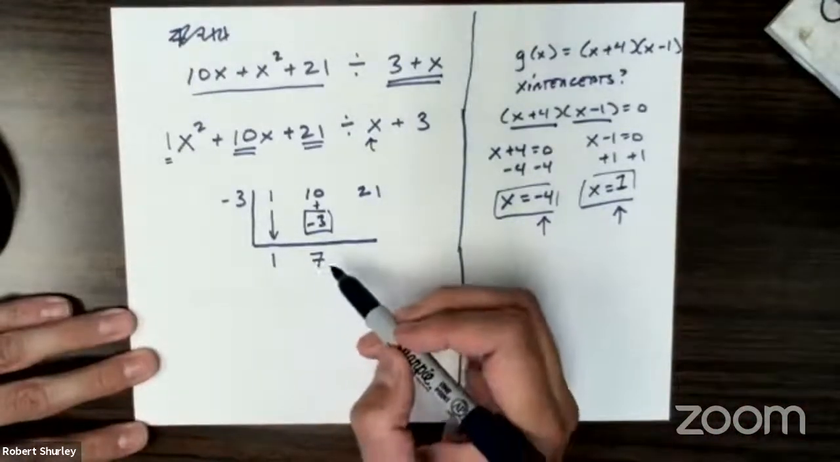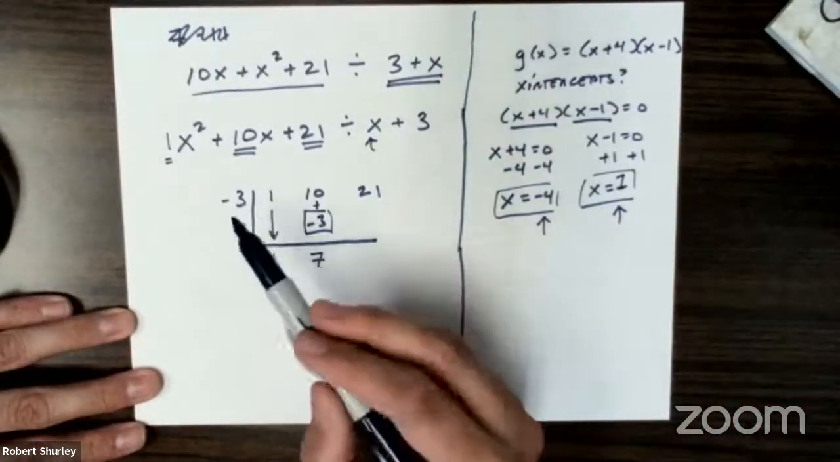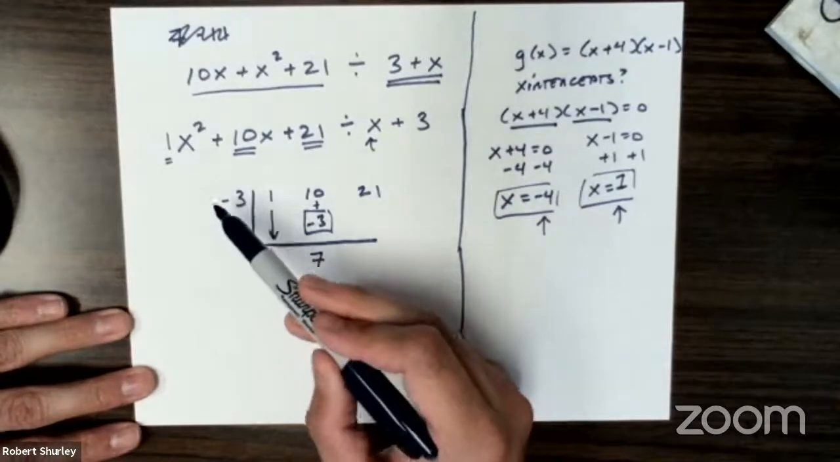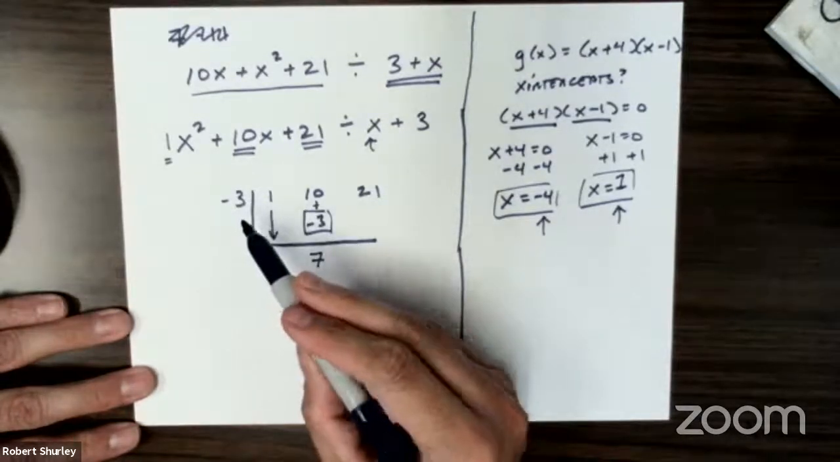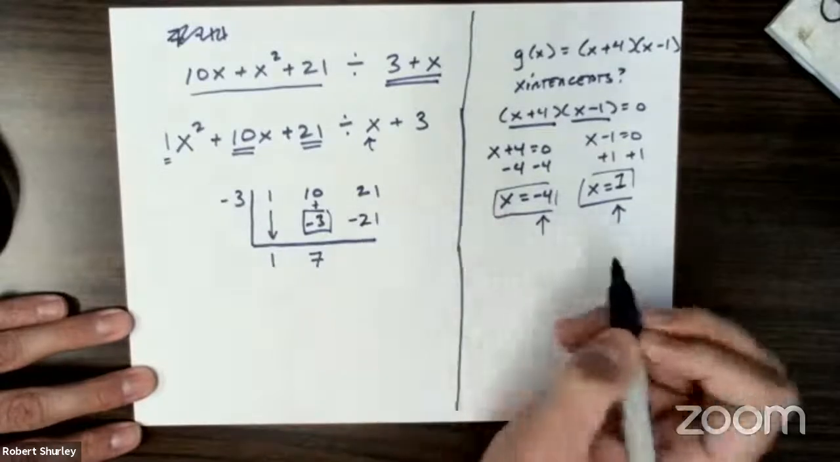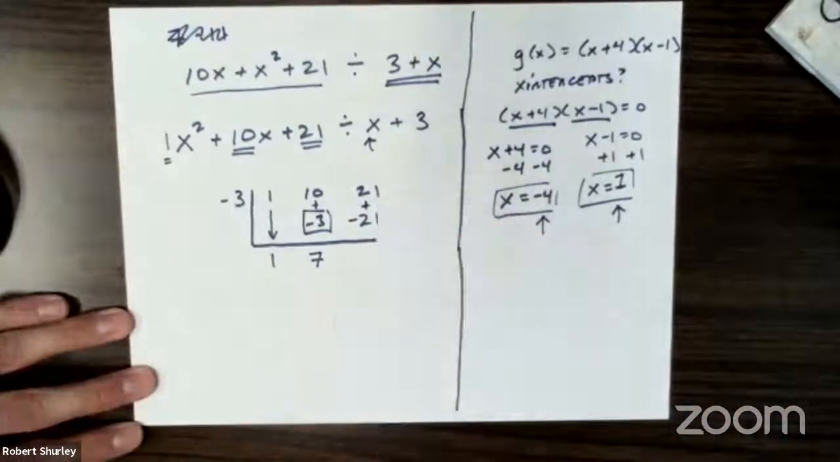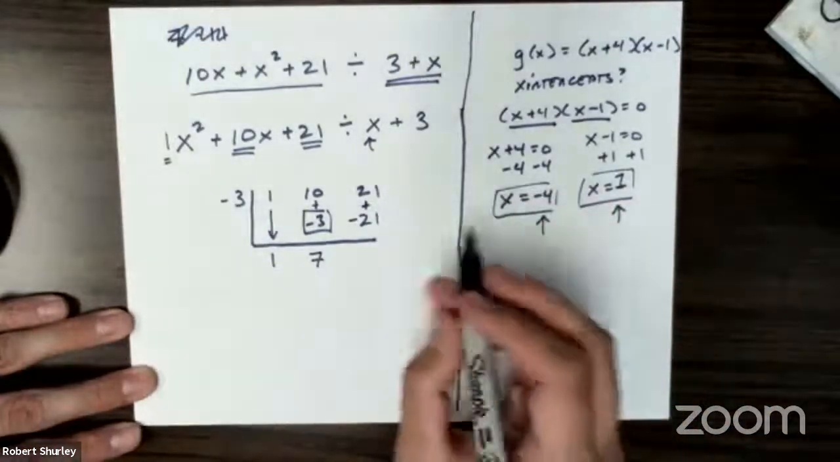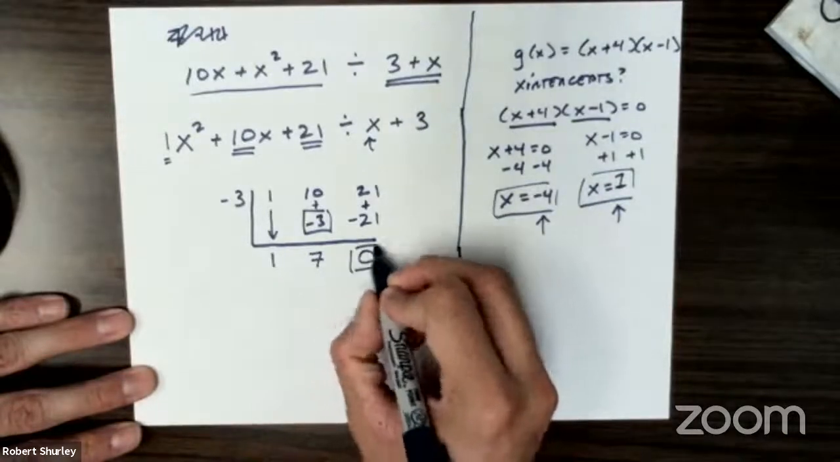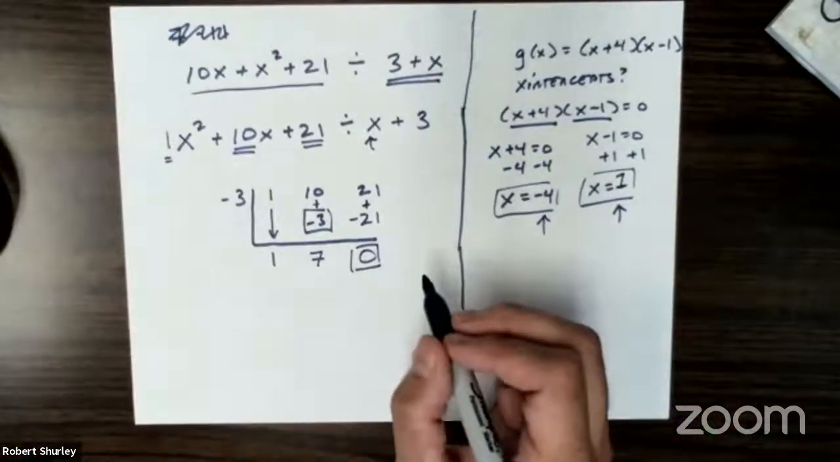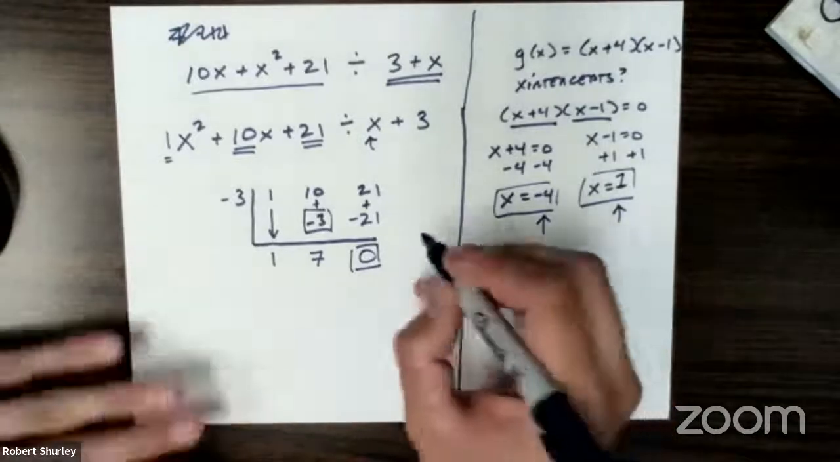And then whenever it goes below the line, you're going to multiply it by the potential zero. So 7 times -3, well, that's -21. And then you're going to add vertically. Well, 21 plus a -21, that's 0. Now I'm going to box that number in because it's probably the most crucial of all the numbers.